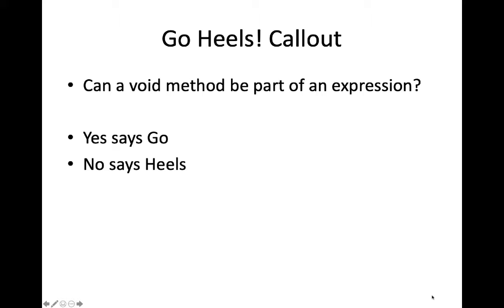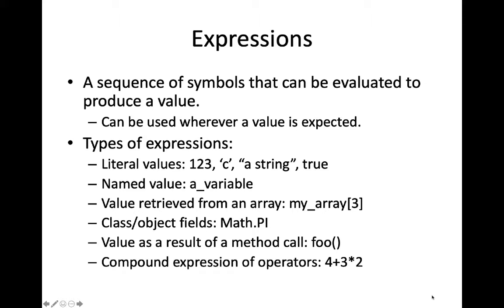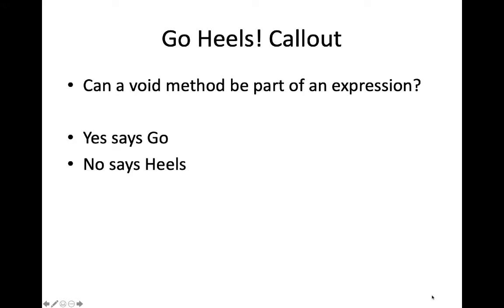Yes, you said Go, but most of you said Heels, and that's correct. Why? I just said that a method call could be part of an expression, so why is it that a void method cannot be part of an expression? Well, there was a little bit of a trick there. I said a method that returns a value can be part of an expression, because an expression is a sequence of characters that can be evaluated to produce a value, but a void method is specifically a method marked as void, which means that it doesn't produce a value at all. That's what a void method is.